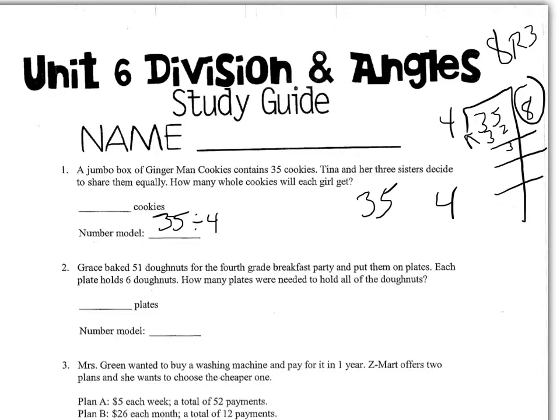So it asks you how many whole cookies each girl gets. It's actually 8. There's no remainder in the answer for this one, because the remainder has to do with partial cookies, and they want to know whole cookies. So they each get 8 cookies.